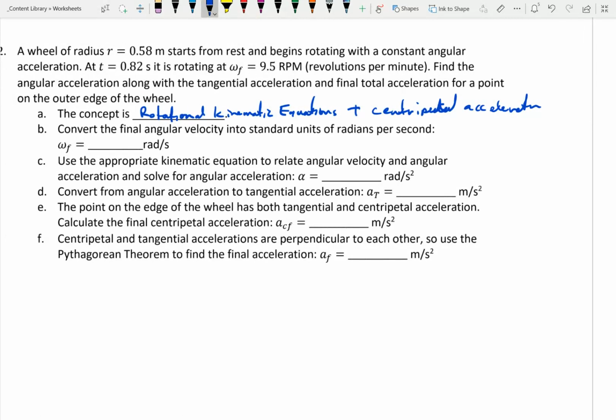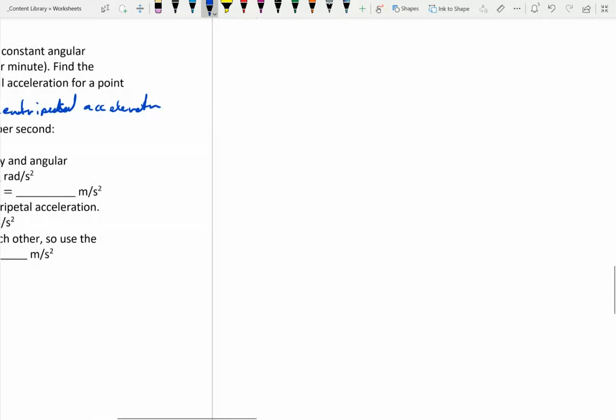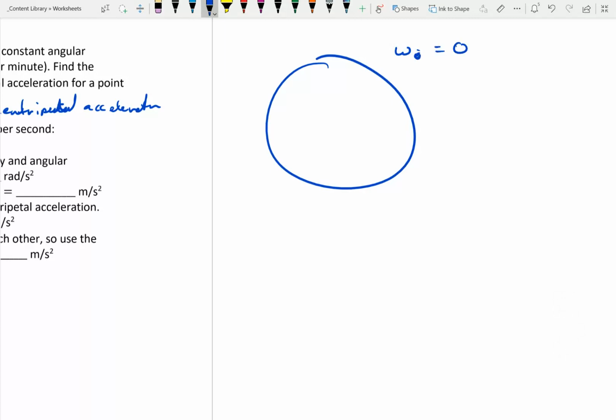Now, it doesn't say to draw a picture. I have to draw a picture. Here's my wheel. We have omega initial, or the subscript is 0. It's 0, right? Because it's not rotating initially. It says it starts from rest. It doesn't say omega 0 is 0. It just says it starts from rest.